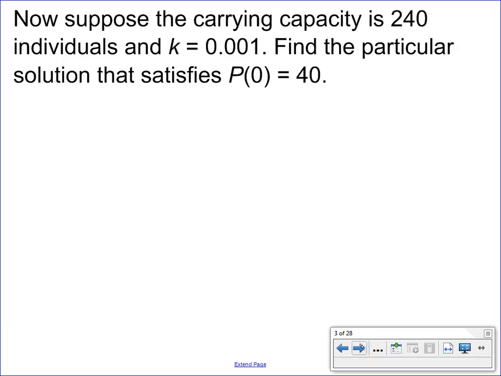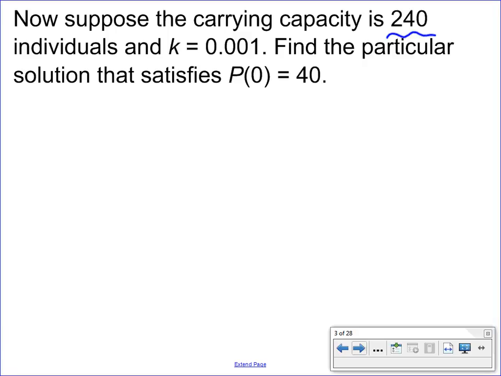So let's go ahead and suppose now that our carrying capacity M is 240 individuals and that our constant variation is 0.001. Let's find the particular solution that satisfies P of 0 equals 40. So this would be at time t equals 0, the start of the problem. 40 individuals are in the population, yes?